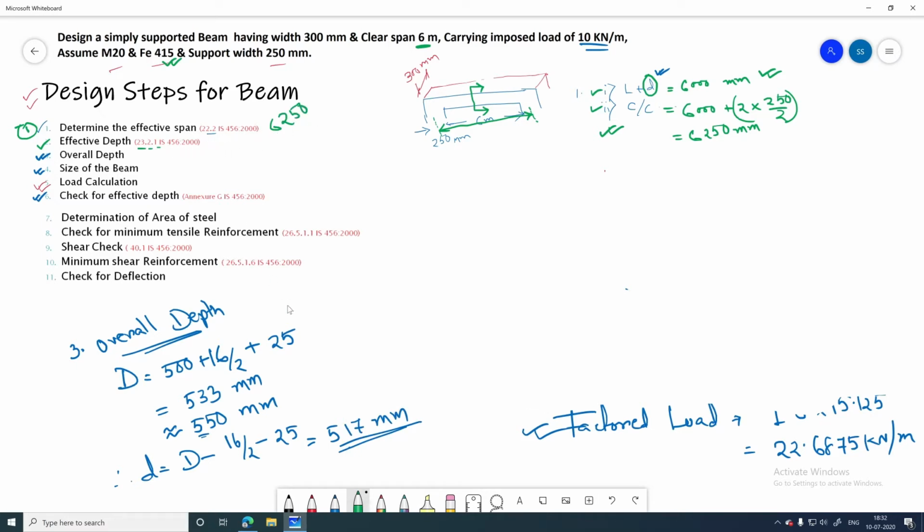The effective depth that we get, that is 517. The overall depth, that is 550. The size of the beam we calculated. The load calculation, the load we get, that is 22.6875, this is a factored load. Now we are coming to the check for the effective depth.